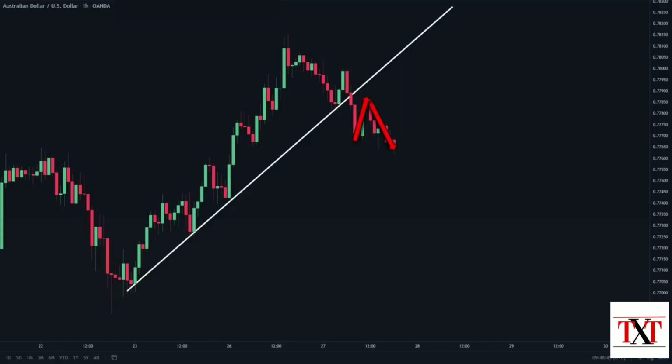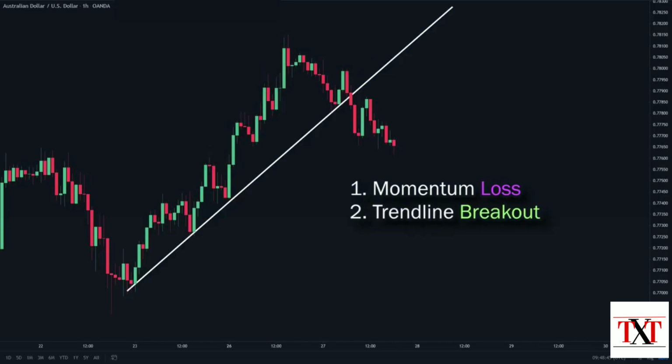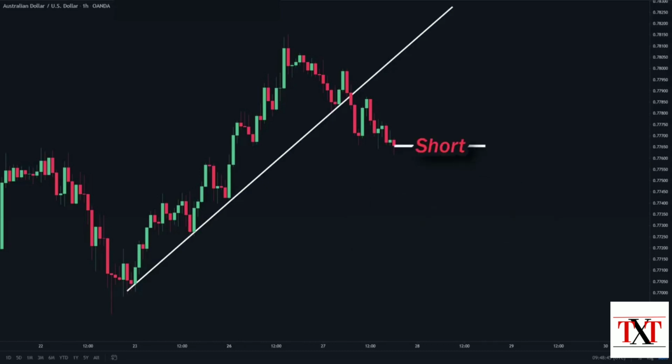Next, we can see that the price tried pushing back up and failed. Now notice what the price is currently forming. It formed lower highs and lower lows, which means we now have a current downtrend. So let's recap what we have currently. First, we have momentum loss indicated by the price failing to form higher highs. Then, we have a trendline breakout indicating that the uptrend structure was broken. And finally, we have a current downtrend because price is forming lower highs and lower lows. So all these factors combined have confirmed that the trend has shifted to the downside. And so this is a good opportunity to enter a short position.